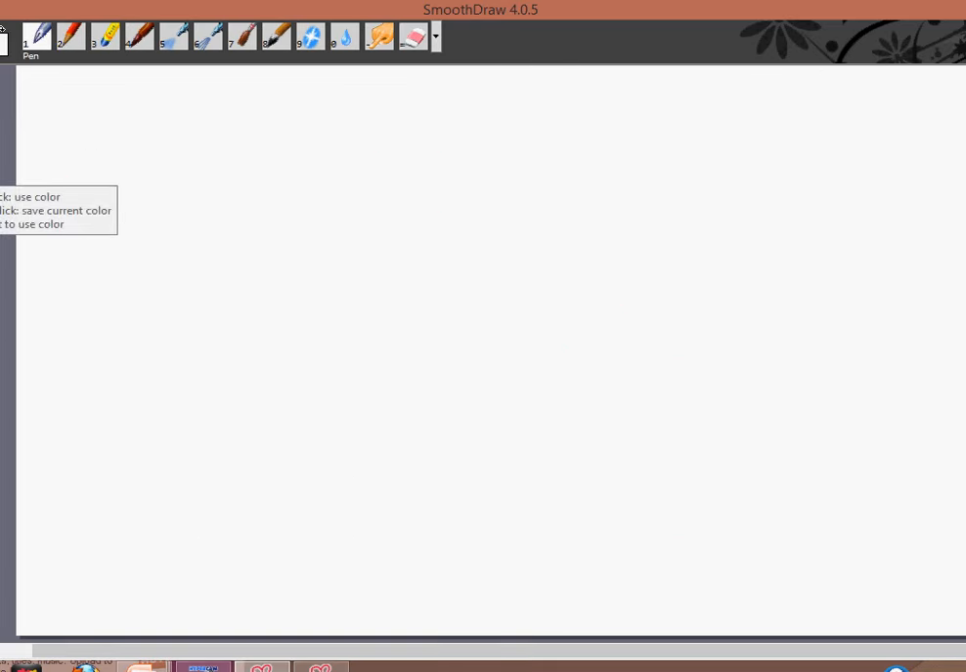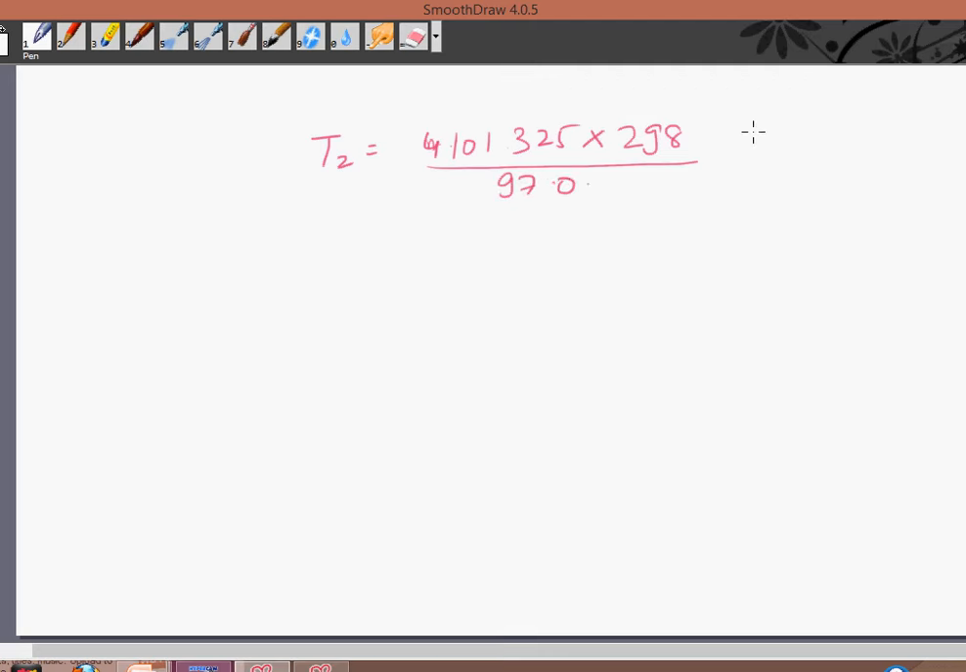Now let's calculate the values. Put the values. That is, it comes out to be 4.101325 into 298 upon 97. This is Kelvin. After calculation, you'll be getting this much of amount.